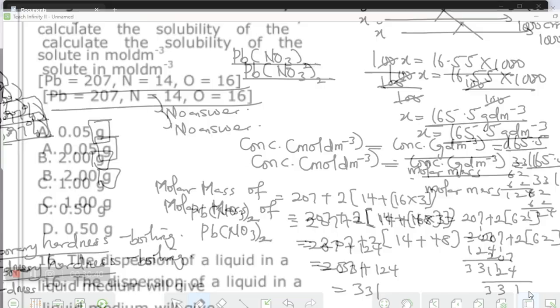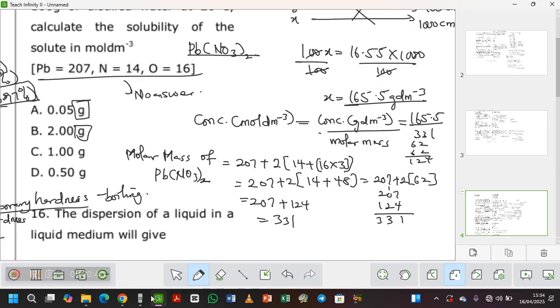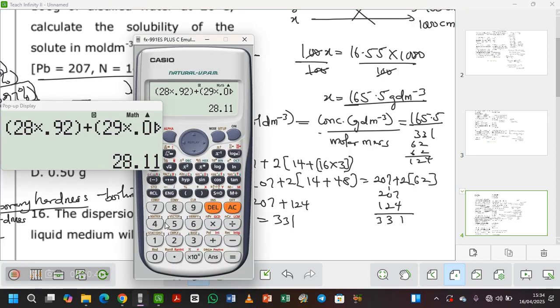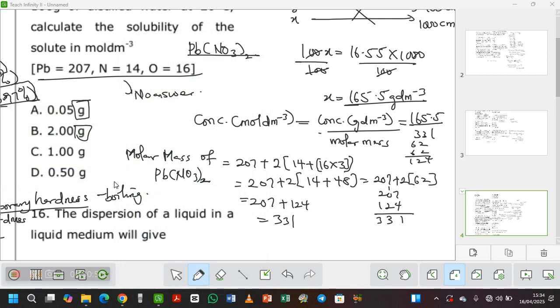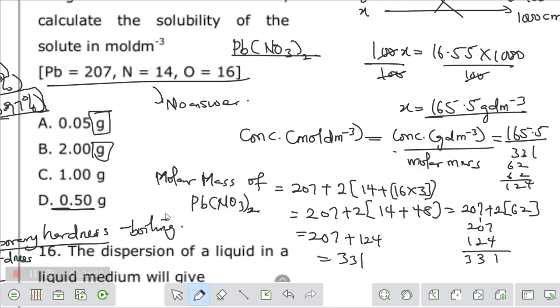So let me do that. Though we may still get the answer, but I think they made a mistake in the units. So 165.5 divided by 331. So you can see we get 0.5. So the answer here is 0.5. Although they did not put the unit, it is not right. The unit should be in mole per dm cube. So that's why they said no answer.